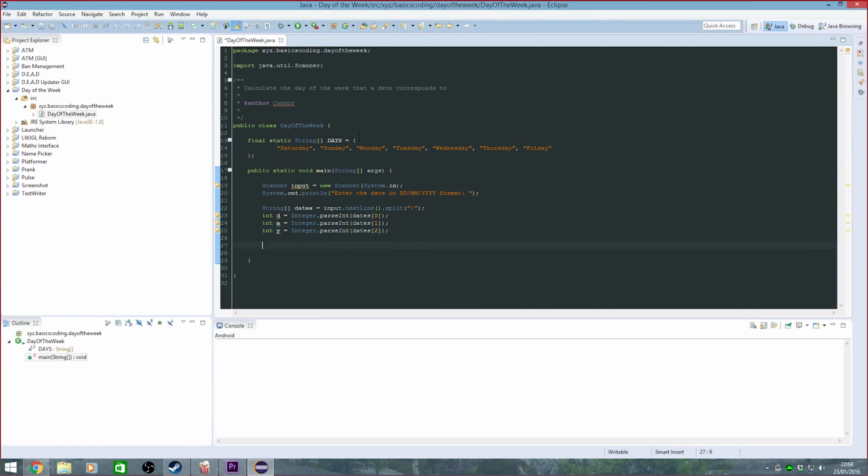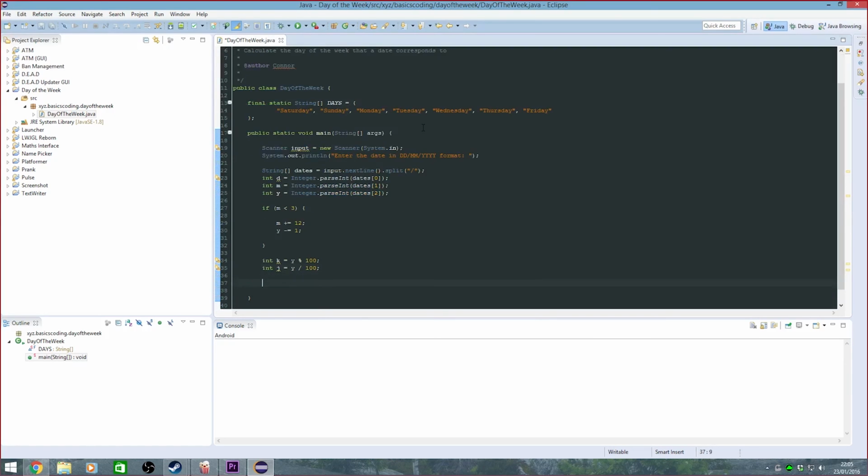Okay, so if month is less than 3, m plus equals 12. Y minus, so basically subtract 1 from y. K equals y modulo 100. J equals y divided by 100. And get the day: d plus (m plus 1) times 26 divided by 10, plus k, plus k divided by 4, plus j divided by 4.